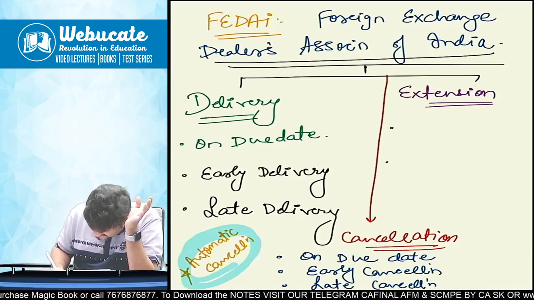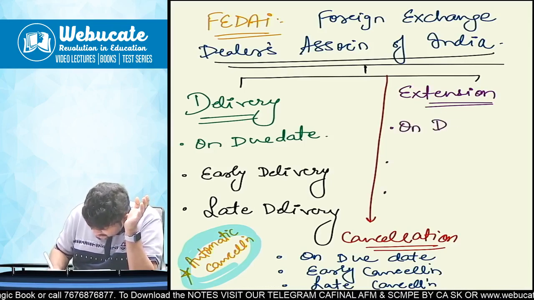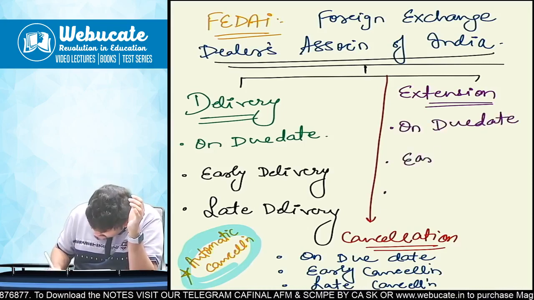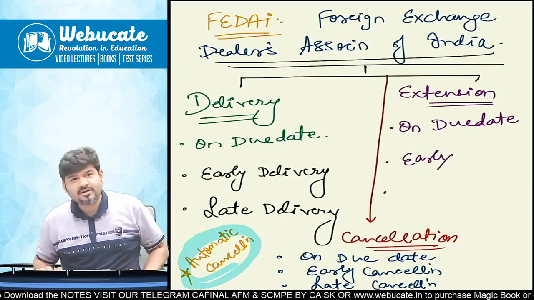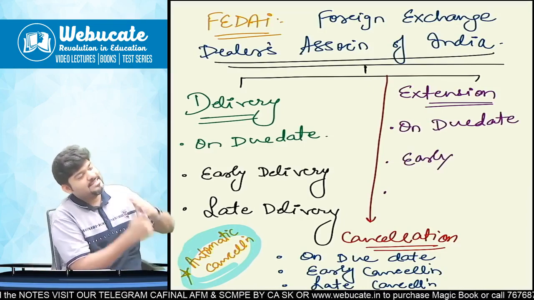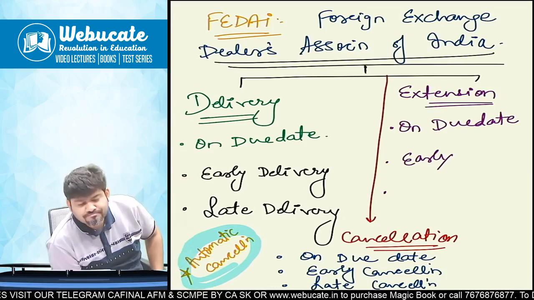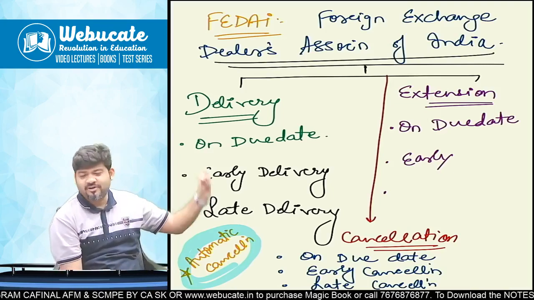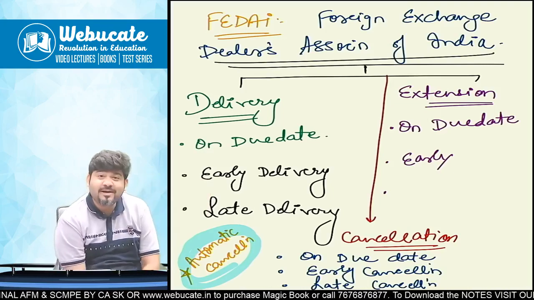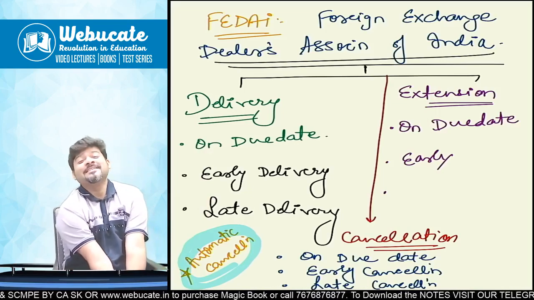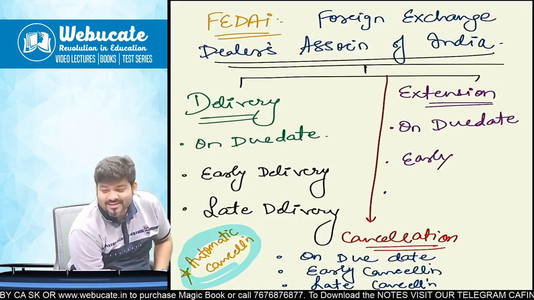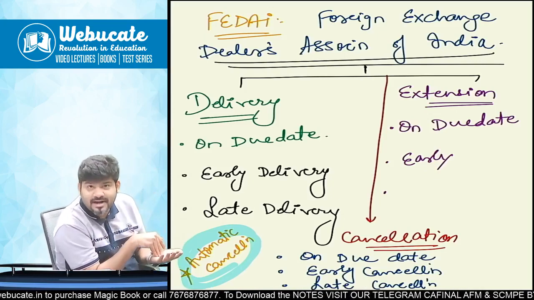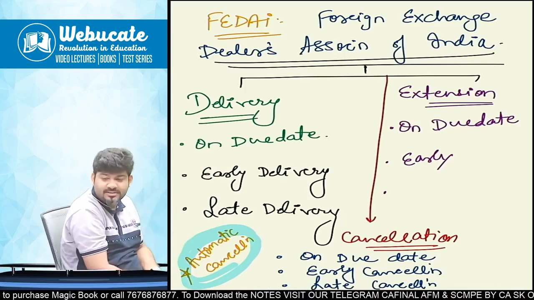Even in this extension, there are three possibilities. Extension could be on due date, or early extension. What is extension? Instead of today, please extend it by 2 more months. Suppose I have a contract with the bank that after 3 months I will enter into a forward contract and complete it. Now, instead of 3 months, I want to extend it to 5 months. That is extension of contract. On the day the 3 months are getting completed, I may go to the bank and say, I want to extend it for 2 months. That is extension on due date.